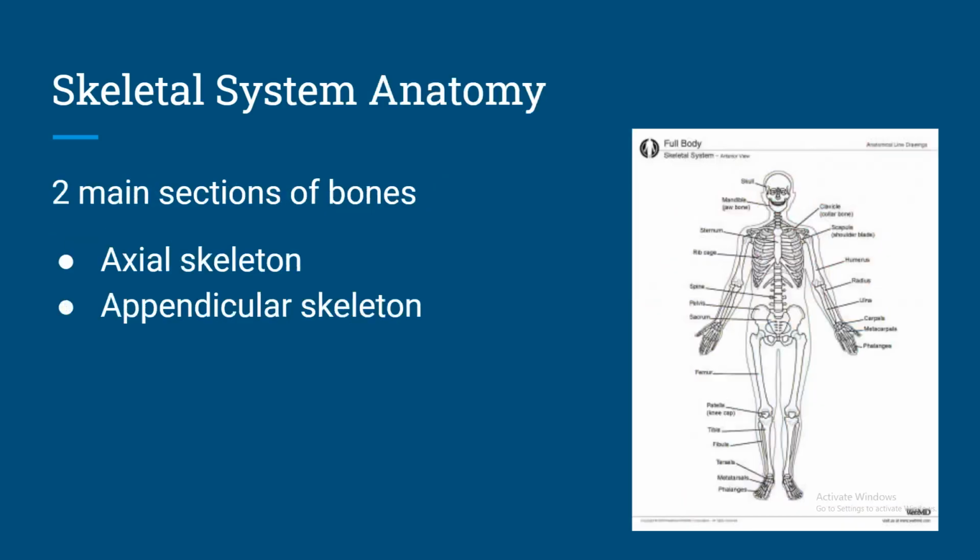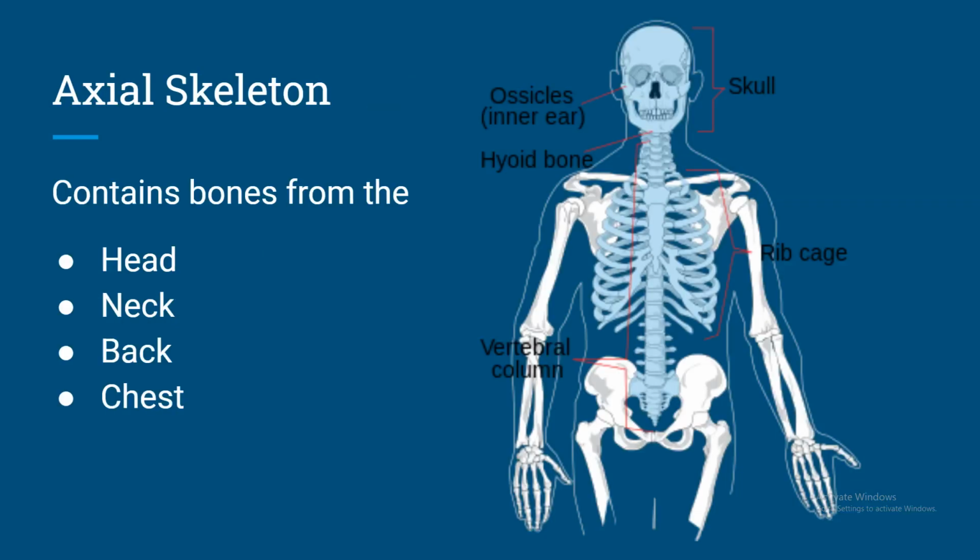Okay, here is the anatomy of the skeletal system. The two main sections of bones are the axial skeleton and the appendicular skeleton. Okay, let's talk about the axial skeleton first.